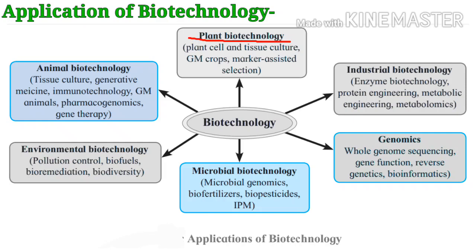In plant biotechnology, cell or tissue culture is used for preparation of genetically modified crops. Biotechnology is used for development of new varieties. Marker assisted selection methods are used, and all these are applications of biotechnology. The marker assisted selection method is used to develop new varieties.